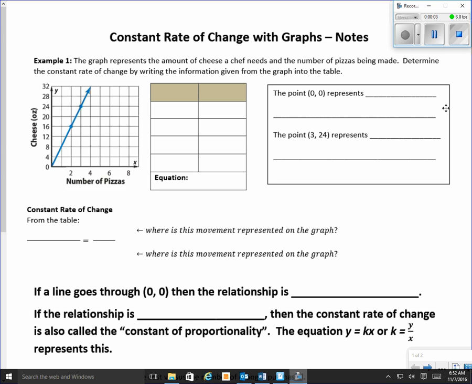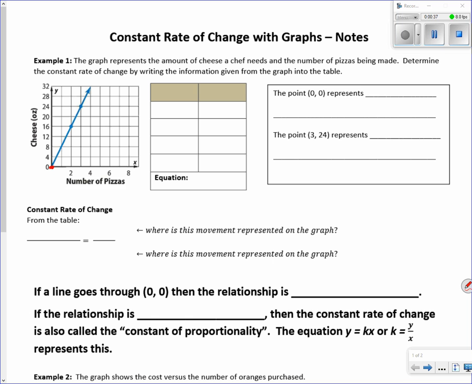Today we're doing constant rate of change with graphs. Wednesday and Thursday, your homework was with tables, and now we're doing it with graphs. So what you're going to do is look at your graph, and using your ordered pairs, fill out a table. Once you get your information from the graph, you create a table, and then you do it just like you do with tables.